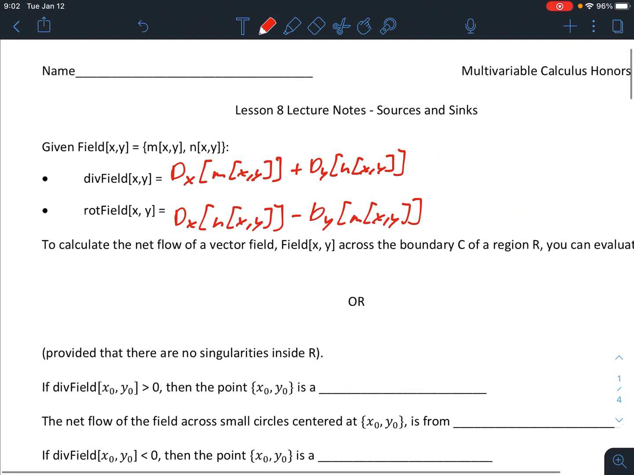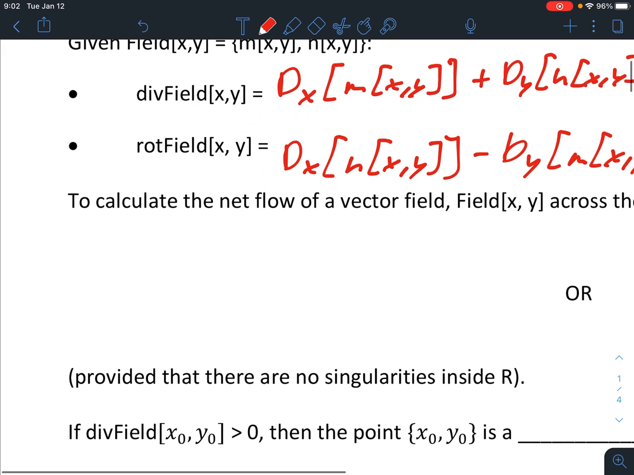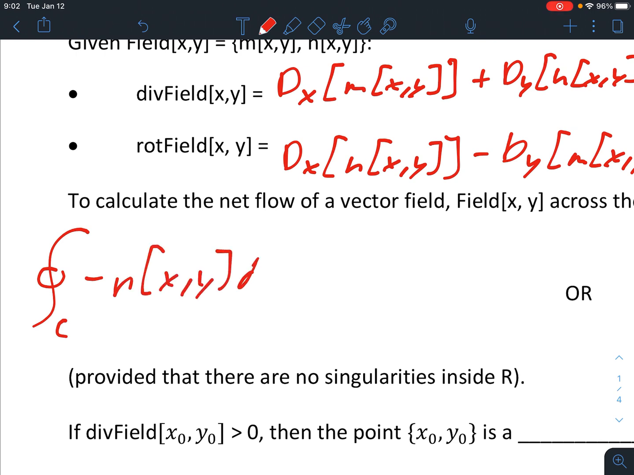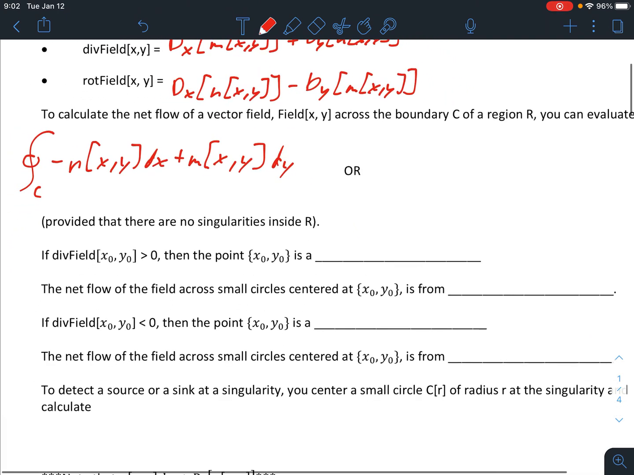All right, so to calculate the net flow of a vector field across a boundary C of a region R, last chapter we used this integral. Okay, and the integral always works. It's just sometimes it's not the easiest route. Okay, in this chapter, there's another way we can do this.